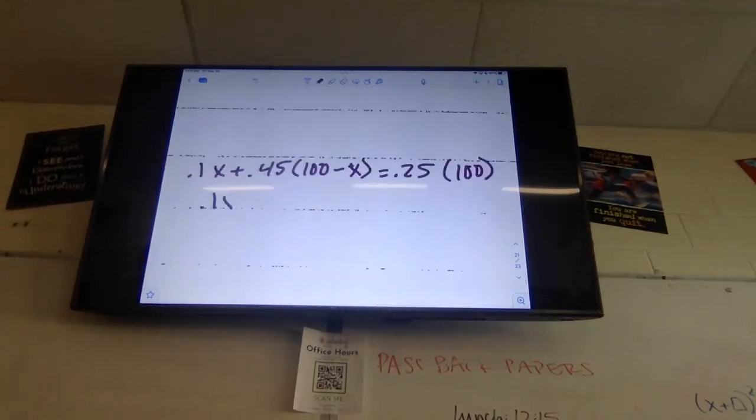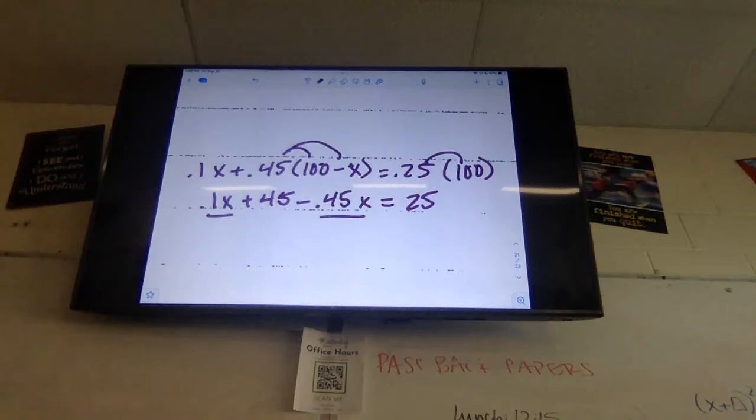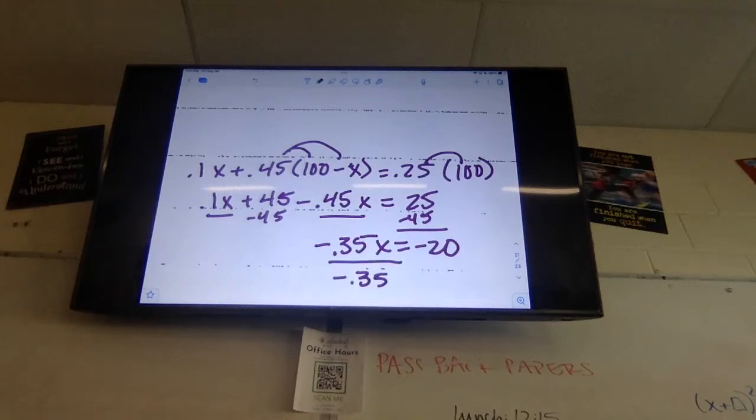So 0.1x plus, distribute that 0.45 in, 45 minus 0.45x equals 25. Okay. I'm going to add those two together, so I get negative 0.35x, and I'm going to subtract 45 from both sides to get negative 20. I can write that a little bit nicer. All right, last I'm going to divide by that negative 0.35.